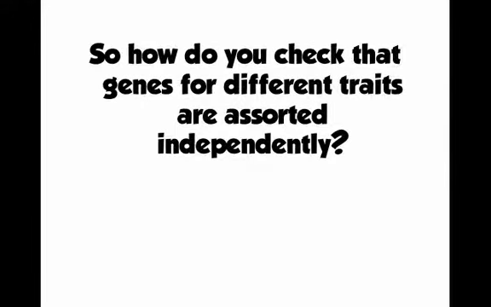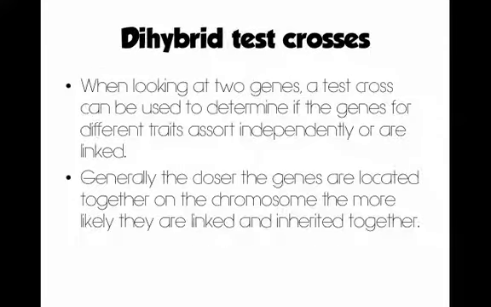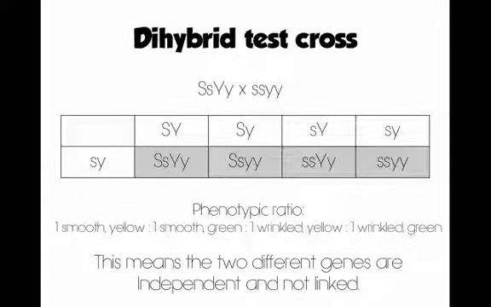So how do you actually check that genes for different traits are assorted independently? Well, the answer is to do another test cross. So with a dihybrid test cross, again, because you're looking at 2 genes, what you need to make sure of is the one that you're crossing it with is recessive homozygous for both traits. So this is an example here.